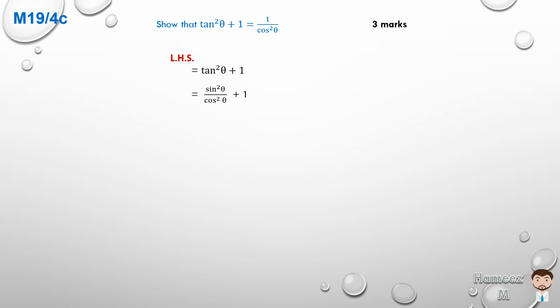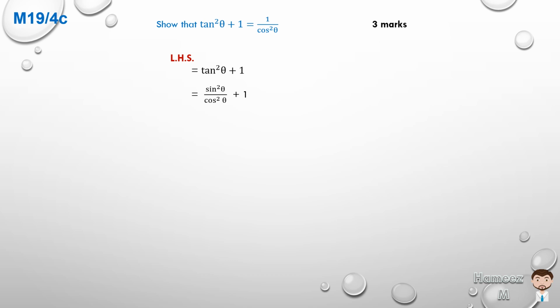May 2019, number 4C. Show that tan squared theta plus 1 is equal to 1 over cos squared theta, and we can use either side. So let's pick the left-hand side, which is equal to tan squared theta plus 1. And we know tan theta is sine theta over cos theta, so we can substitute for that. So it will be equal to sine squared theta over cos squared theta plus 1.